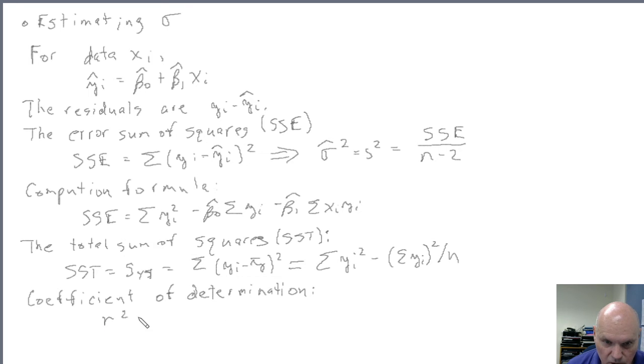Notation for this is r squared, and it's actually just 1 minus SSE divided by SST. So the coefficient of determination will be a value that is between 0 and 1. The closer it is to 1, the better the data fits to a linear regression model. If r squared is close to 0, then this linear regression model is actually not a good fit to the data, which indicates that the data may be unrelated, or actually that it may have a nonlinear relationship instead of a linear relationship.